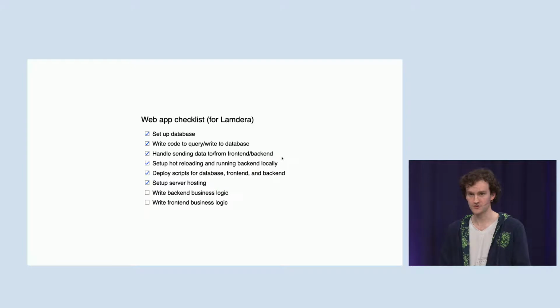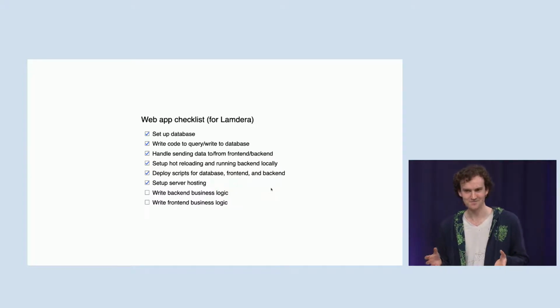Deploying, again, is just one command line call, and then you have it deployed. Setting up server hosting goes along with this. It's just handled automatically when you deploy. So the only parts you need to do when you're using Lambdara is writing the backend code and the front end code. Unfortunately, Lambdara can't do this for you, because that's you defining what your app does. You'll need to hire a programmer if you want these to be checked off automatically.